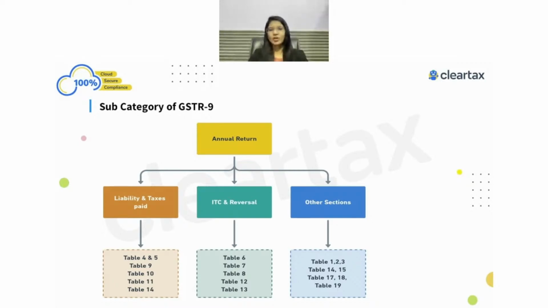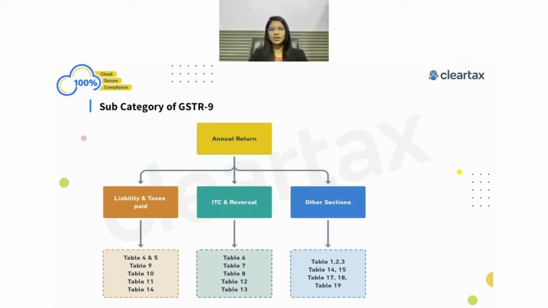We'll also talk about the inter-period adjustments. What about ITC related to the previous year claimed in the current year, or ITC related to the current year claimed in the next year? How are we going to show that information? What about the reversals? What about a credit note which relates to the current year but is shown in the next year, or a previous year credit note shown in the current year? How are we going to show all of this? We are going to discuss it in today's session.